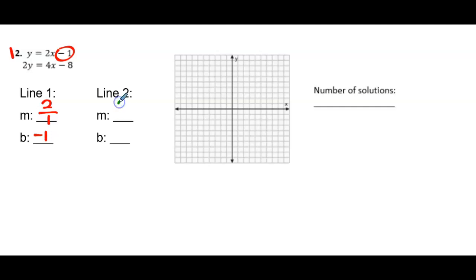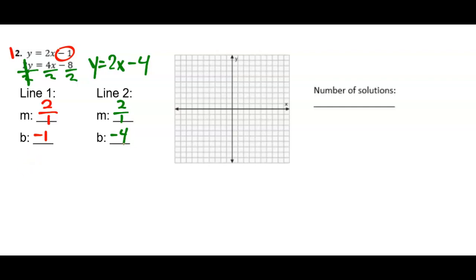Line 2, oh, look at this. This isn't y equals. So I have to do some math first. First, I have to divide all of these by 2. 4 divided by 2 gives me y equals 2x. -8 divided by 2 gives me -4. So then over here, I've got 2 over 1 and -4. Oh, look at that. Those are similar. What's going to happen? I don't know.